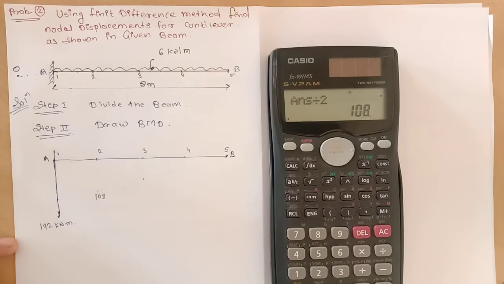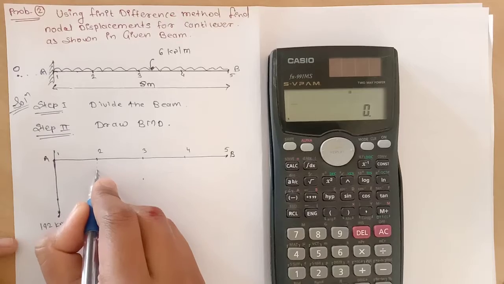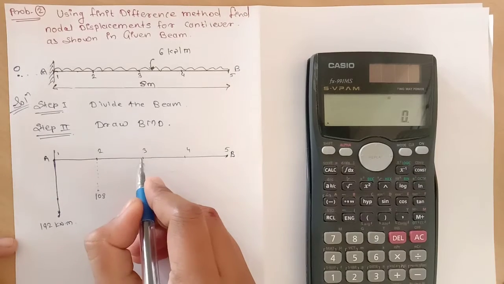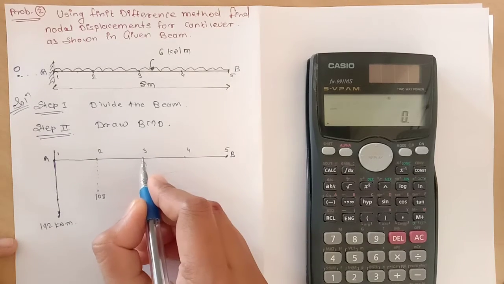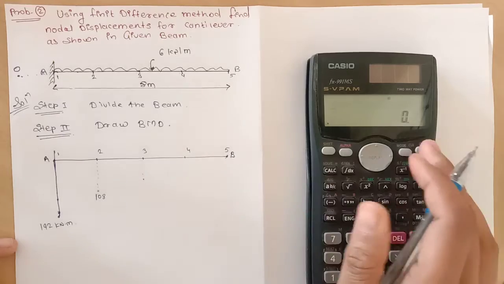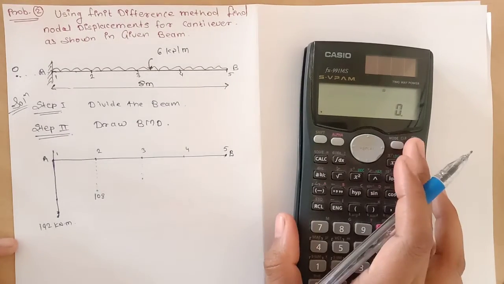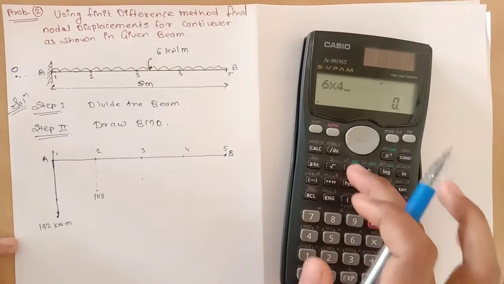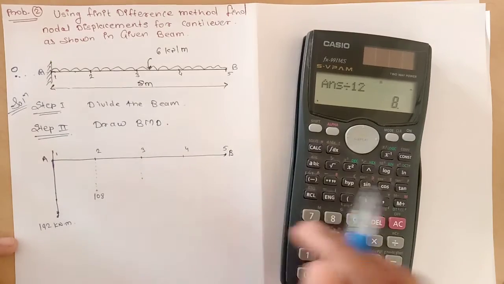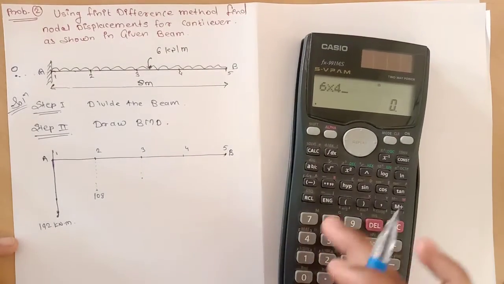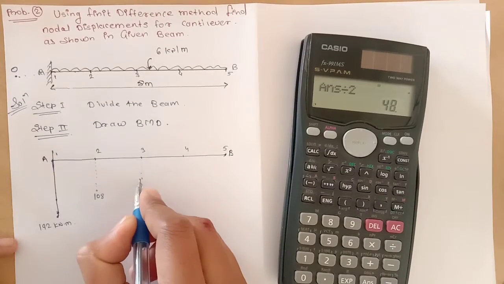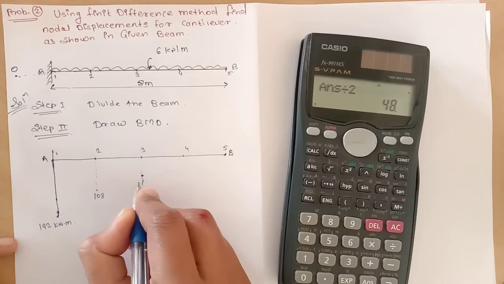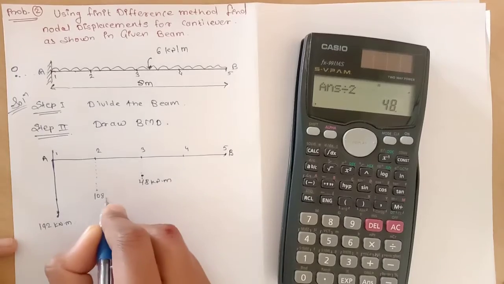Then next, take moment at the third nodal point. From the third nodal point up to the fifth, our UDL is 6 kilonewton per meter and the distance is 2 plus 2, which is 4. That means 6 into 4 square divided by 2. That means 48 kilonewton meter.